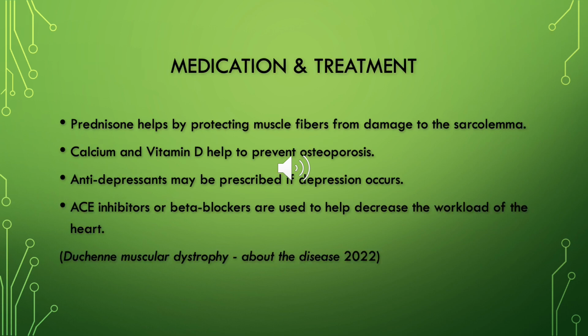Medication and treatment. Prednisone helps by protecting muscle fibers from damage to the sarcolemma. Calcium and vitamin D help to prevent osteoporosis. Antidepressants may be prescribed if depression occurs. ACE inhibitors or beta blockers are used to help decrease the workload of the heart.